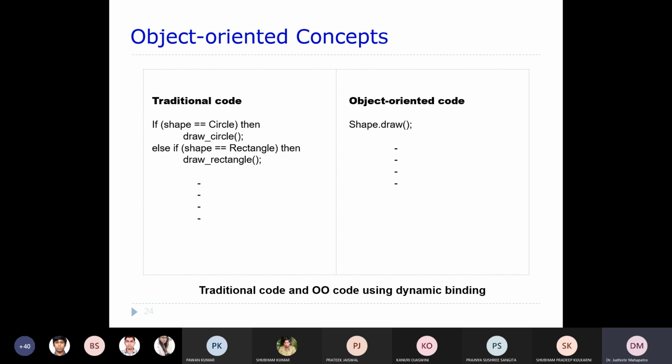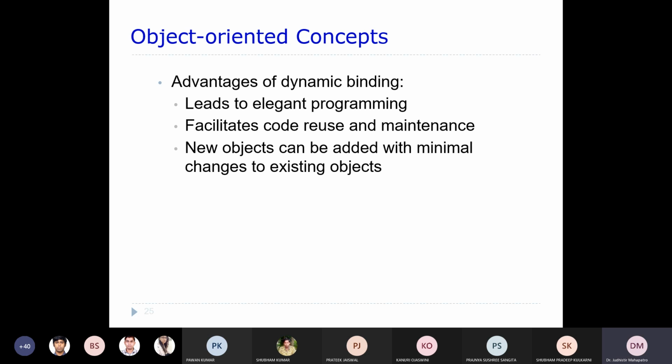Now you can see there are four lines of code to call different shapes, but in this case you really need only one line of code, right? This is the way that you can see code reuse and all. Okay, so the advantages of dynamic binding: it improves code reuse, and it is helpful in maintenance.